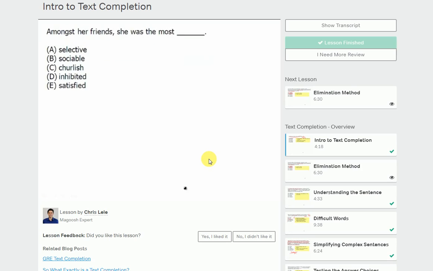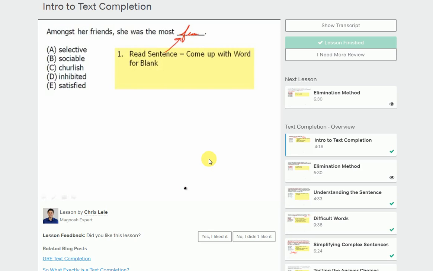So first off, let's meet what looks like a text completion. Amongst her friends, she was the most blank. So what should I do? Well, I should try to come up with a word here that goes in the blank. Well, her friends are kind of boring, I'm guessing, so she was the most fun.